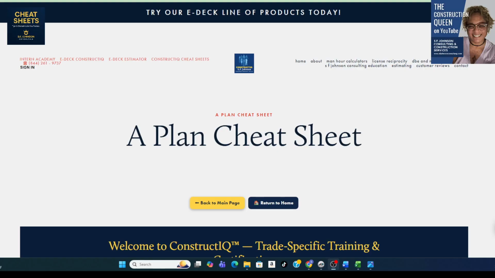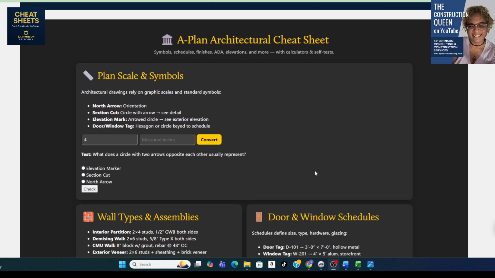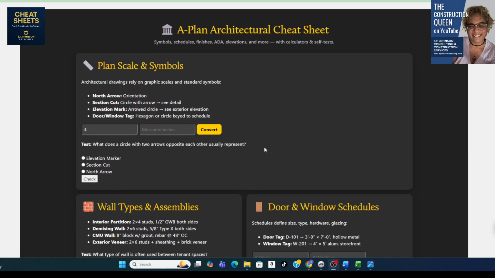Just want to give you a little information about our new series of cheat sheets that we've designed for each of the sets or a trade in particular. And this one is for the architectural set. It's for newbies who, as they navigate through the sets of plans, want to have an idea of what they're looking at. So this will help you a lot.